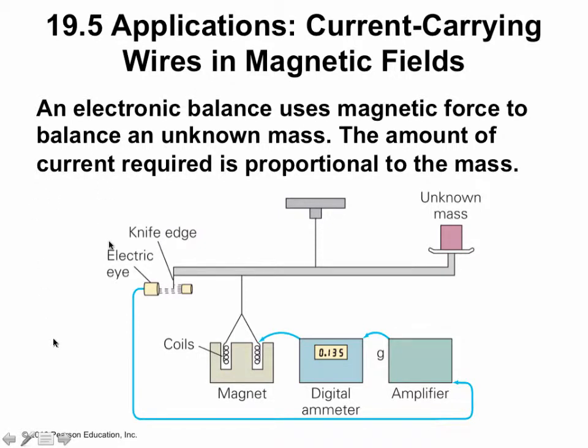So an electronic balance uses magnetic force to balance unknown masses. The amount of current required is proportional to the mass. So if I put a mass here on a balance, there's a fulcrum type device. So when this goes down, this knife edge comes up, there's an electric eye here. We basically amplify that signal, and it's connected to coils inside of a magnet, and we can measure that change in current, and then that's proportional to the mass. And so by doing some fancy math, we can figure out the mass of an object.